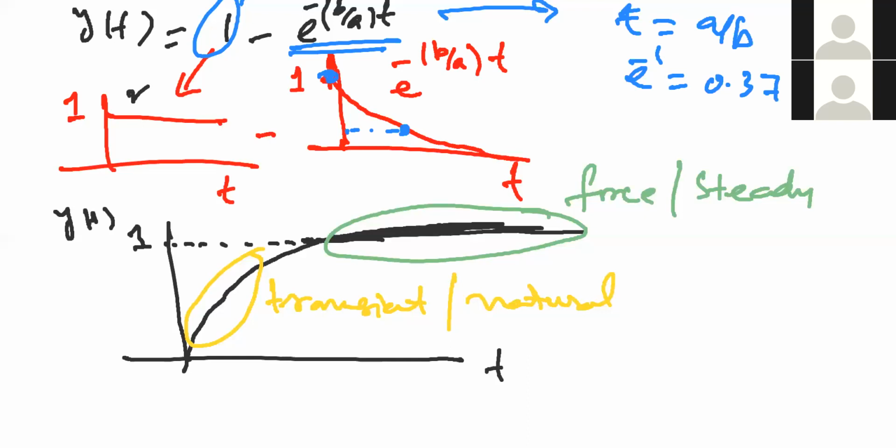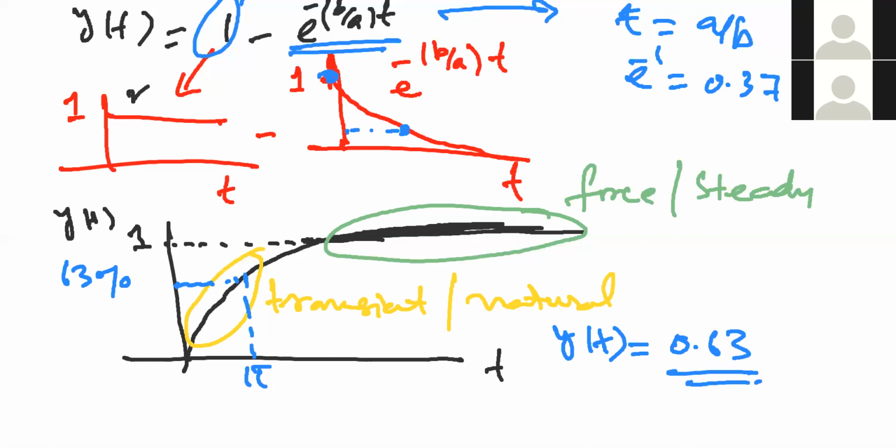If the natural response is decaying to 37%, this means that the total response changes by 63% in one time constant. So when t is equal to a by b, y(t) will be equal to 0.63 times the final value.